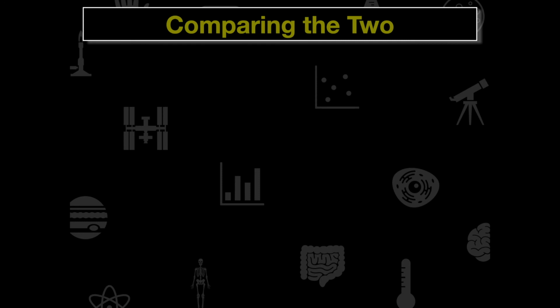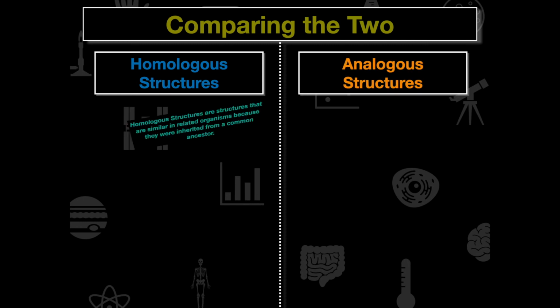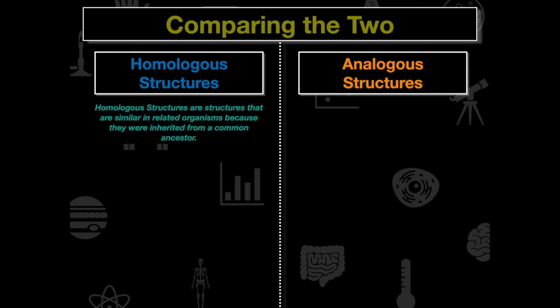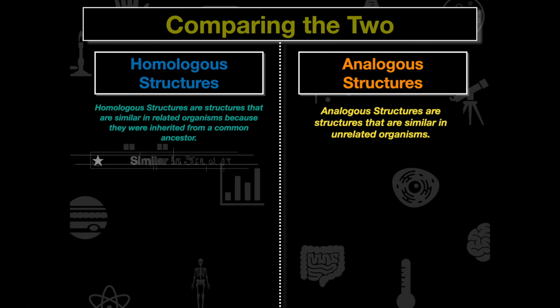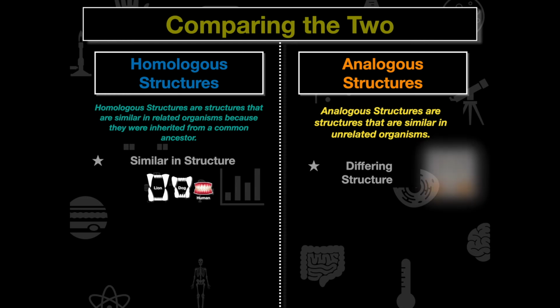So if we're comparing the two of these, just so we're super clear, we can think about homologous and analogous structures here. So remember, homologous structures are structures that are similar in related organisms because they're inherited from a common ancestor. Analogous structures are structures that are similar in unrelated organisms. So in this case, homologous structures are similar in structure. We're thinking about canines in lions, dogs, and humans. We can see the similarity in the canine structure of the teeth. Now, analogous structures are going to have the same function, but they're going to be a little bit different.